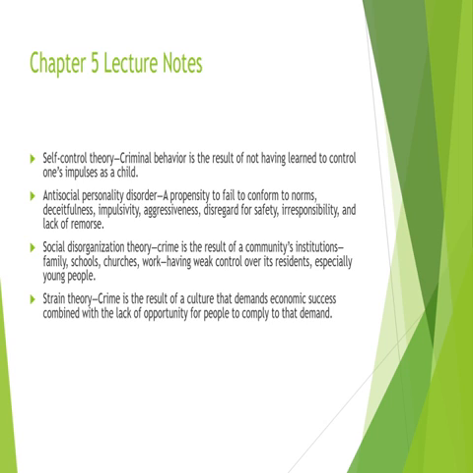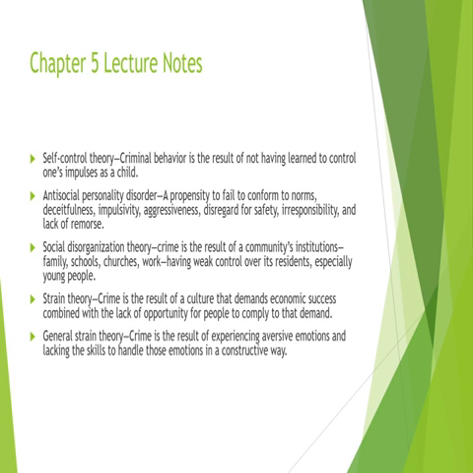So that's a theory that's been around for a long time, but because of certain weaknesses of the theory, which I won't get into now, there have been other theories since that original strain theory that have been developed to try to improve on it and overcome some of the weaknesses or criticisms. And the most recent and well-received theory is called general strain. According to general strain theory, crime is the result of experiencing aversive emotions and lacking the skills to handle those emotions in a constructive way.